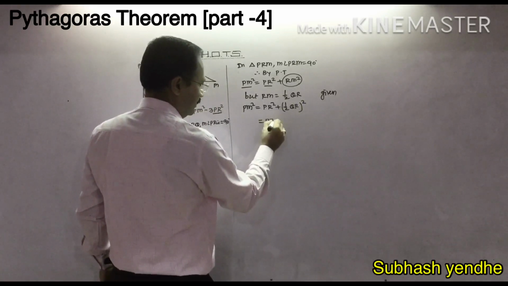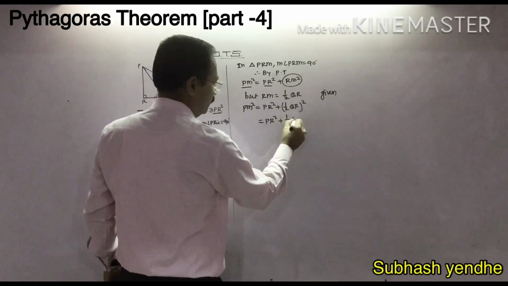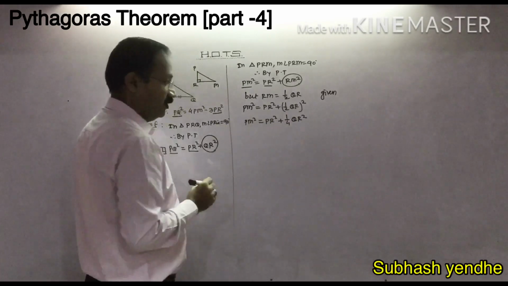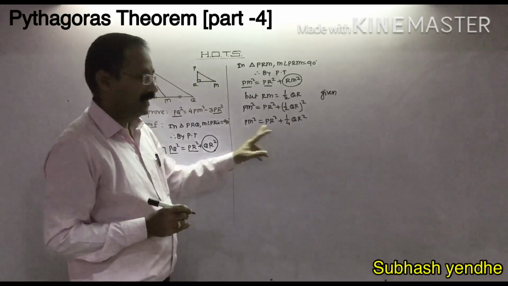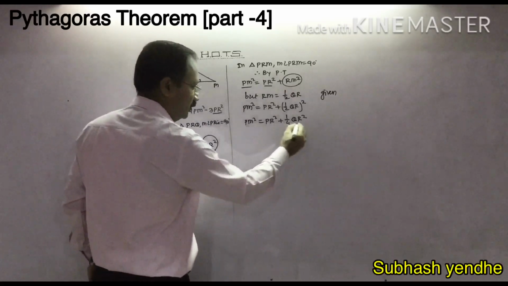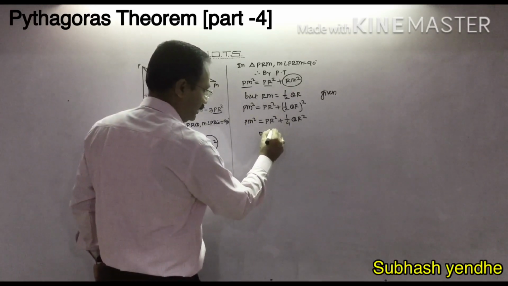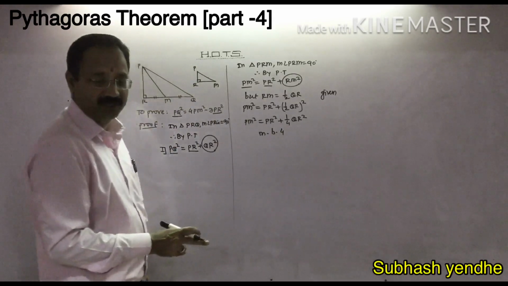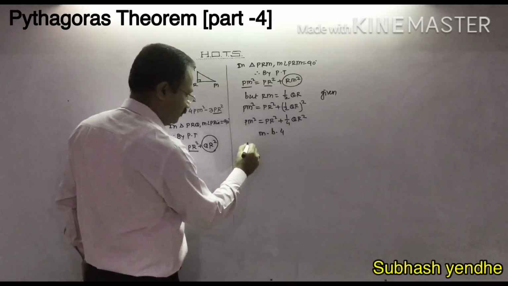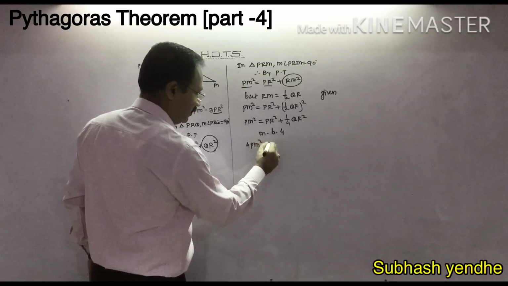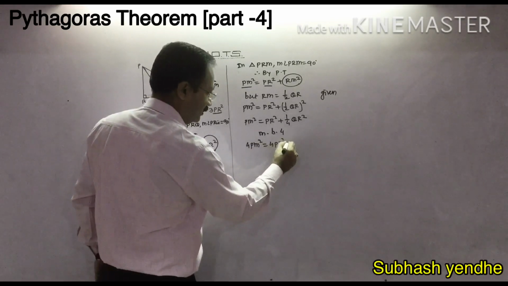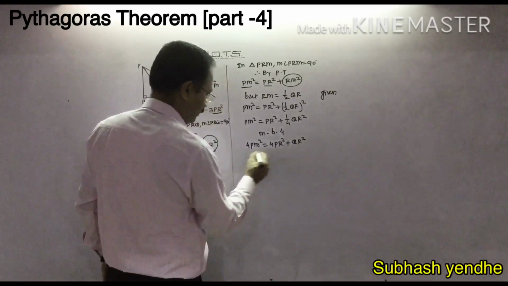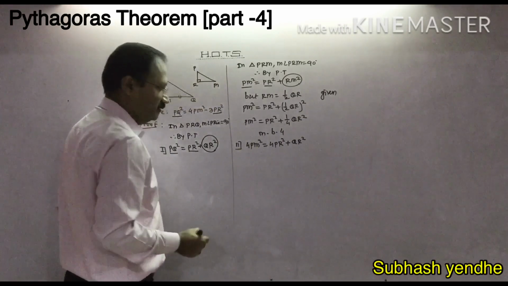PM square equals PR square plus half QR the whole square. So PR square plus 1 upon 4 QR square equals PM square. Now how can I cancel this 4? By multiplying by 4 to this one. So I am writing multiplying by 4. I have written the shortcuts, but please remember, don't write the shortcuts. So you get 4 PM square equals 4 PR square plus QR square, because if you multiply by 4, the 4 will be cancelled. Give it equation number 2.